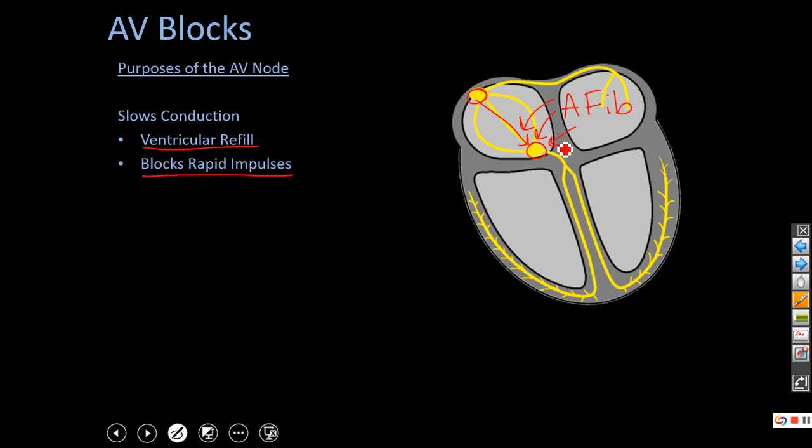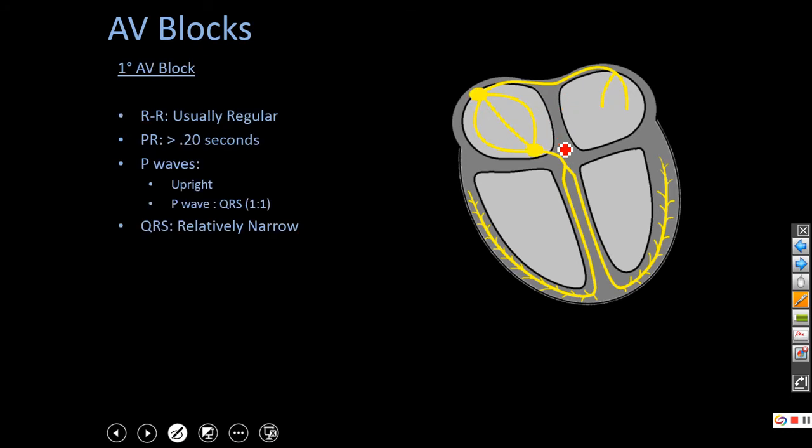However, it can also malfunction, causing some problems. For example, what happens when the AV node delays the electrical impulse for too long, or if it blocks impulses that it shouldn't block? So that's what we're going to talk about in the lesson of AV blocks.